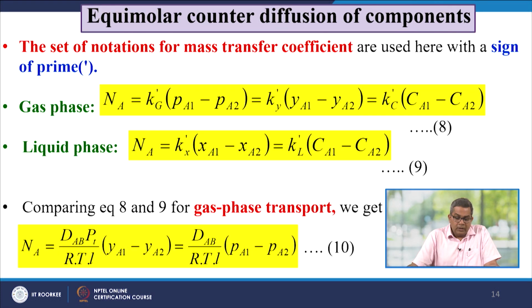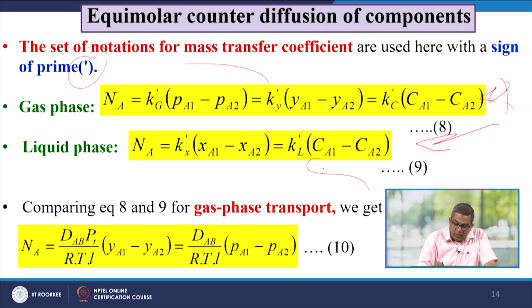Likewise, when we talk about the equimolar counter diffusion of components, the set of notation for the mass transfer coefficients are used here with the sign of prime. So for the gas phase, Na is equal to Kg prime (Pa1 minus Pa2), is equal to Ky prime (Ya1 minus Ya2), and is equal to Kc prime into (Ca1 minus Ca2). This is equation number 8. And if we talk about the liquid phase, then it can be mathematically represented as per equation number 9.